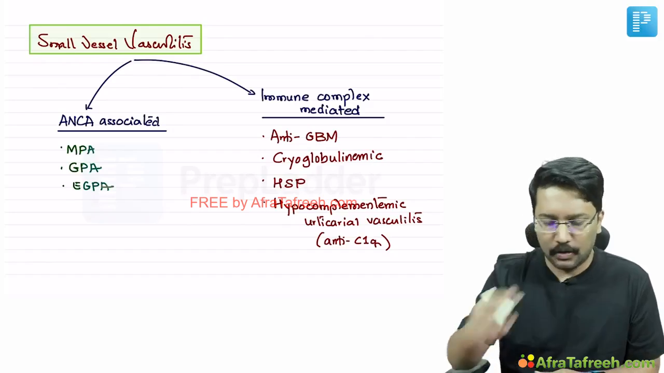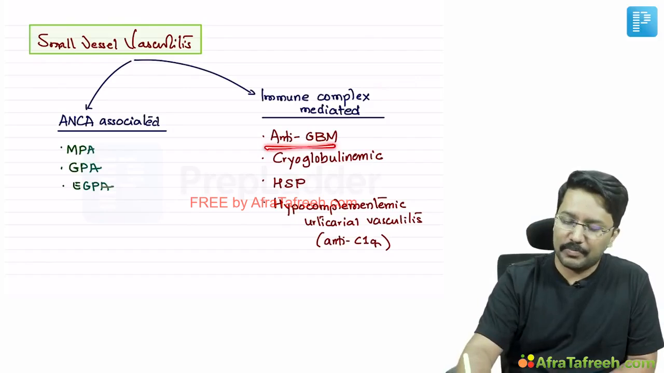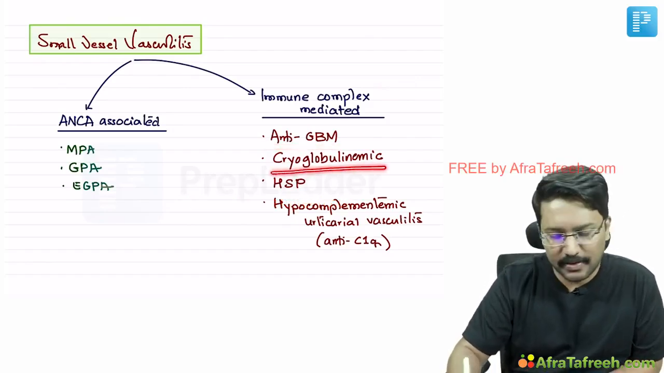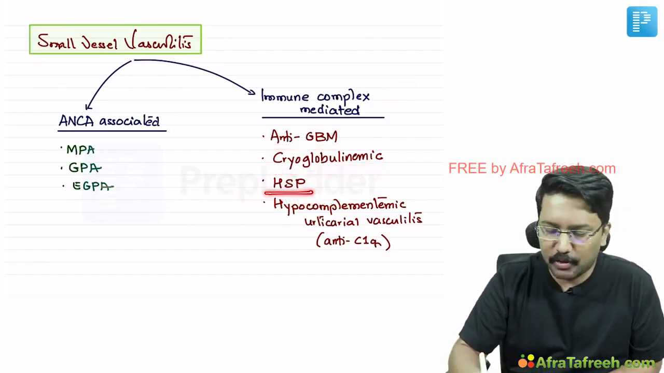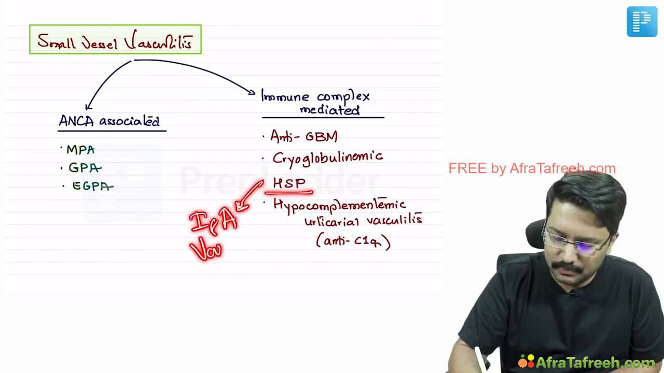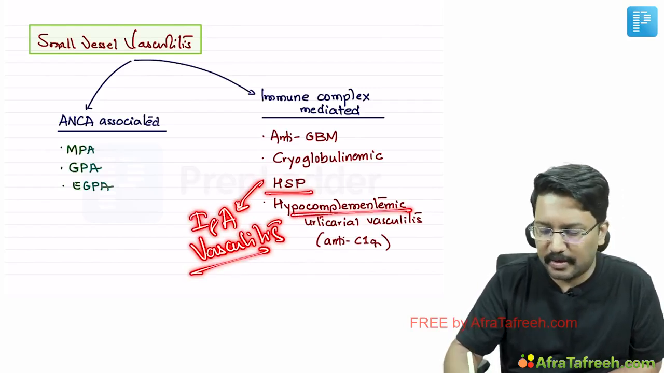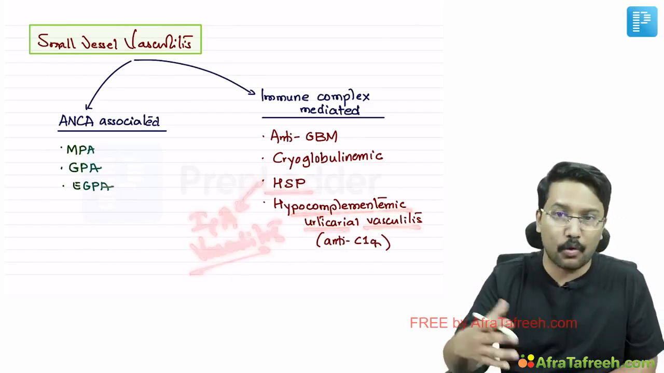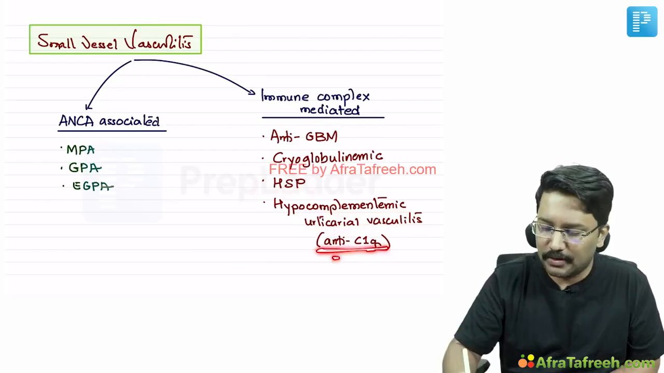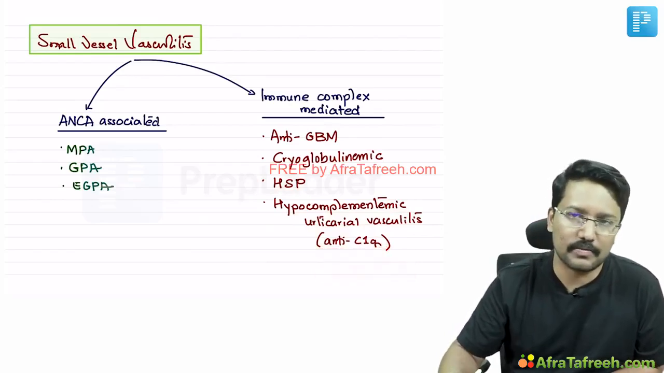Now talking about the immune complex mediated, here we have anti-GBM disease, cryoglobulinemic vasculitis, Henoch-Schönlein purpura, or what we currently call IgA vasculitis, and the last one being hypocomplementemic urticarial vasculitis, which is also known as anti-C1q syndrome. So these are immune complex mediated vasculitis.